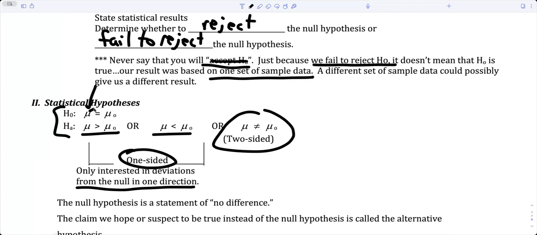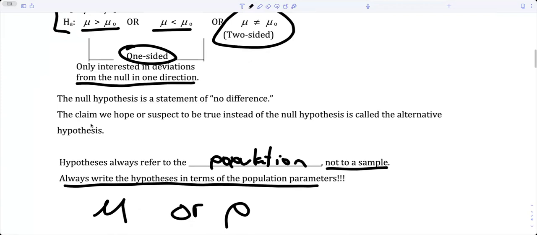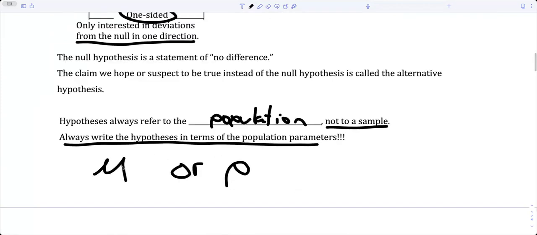It's also important to note that in our hypotheses, we always have parameters, either population mean or population proportion, mu or p. Those are the two most common. It doesn't have to be those two, but for our purposes right now, we're going to deal with mu or p. And hypotheses always refer to the population, not a sample. Always write the hypotheses in terms of the population parameters.